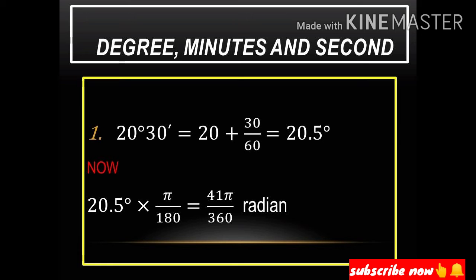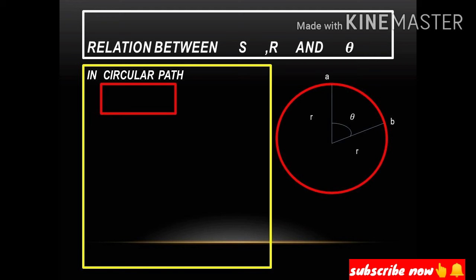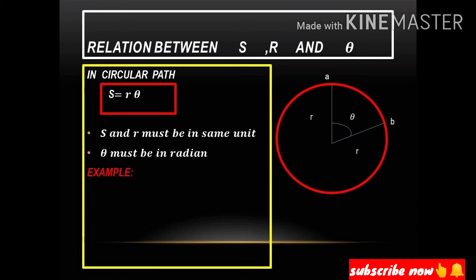Next topic is the relationship between S, R and theta. Whenever we measure the distance between two points on a circle, it is denoted by S. It means the distance between the points A and B will be given as S. If we draw two lines from A to the center of the circle and B to the center of the circle, they give the angular movement of these two lines. These two lines can be measured as the radius of the circle, denoted by R. As per the formula, S is equal to R theta. It means the distance between A and B is equal to radius multiplied by theta. Theta must be measured in radian, and R and S must be measured in the same unit.